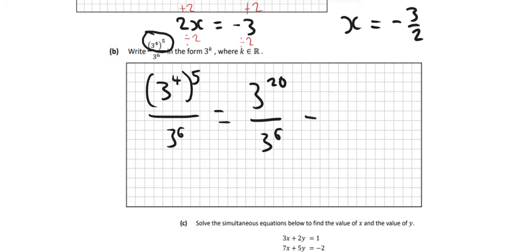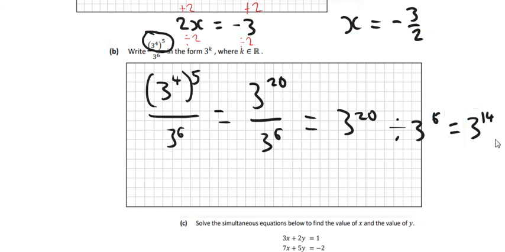There's another rule of indices: when you've got two numbers with the same base, in this case 3, raised to different powers and they're being divided, you subtract the powers. That's the same thing as 3 to the power of 20 divided by 3 to the power of 6. You may have seen that, it might look more familiar to some people. So you just subtract the powers. 20 take away 6 is 14. So it's going to be 3 to the power of 14, and that's the final answer.